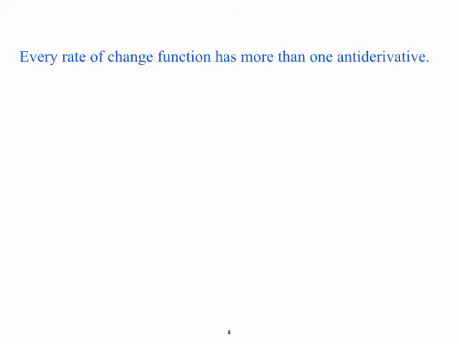So let's see how this works and how this comes out of what I've introduced today. Every rate of change function has more than one antiderivative. So here's a rate of change function, okay? From this relationship, what can I say? So that is equal to what? Can you see it? So this is the integral from 1 to x of 4t cubed dt.